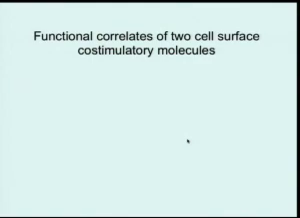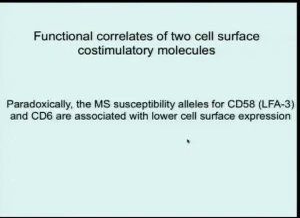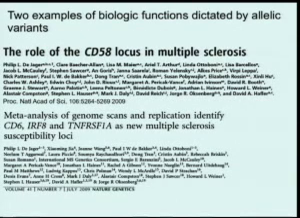Now, particularly interesting are CD6 and CD58. They're both costimulatory molecules. And paradoxically, the MS susceptibility alleles for CD58, which is LFA3, and CD6 are associated with lower cell surface expression. Now, that's not obvious. If I asked you to predict what you would expect to see, you would expect LFA3 and CD6 to be increased, that if you have the risk allele, you'd have more expression of those costimulatory molecules, right? I mean, we would all predict that. So this begins to give us insight into biology. This is work done with Phil De Jager and others in our group.